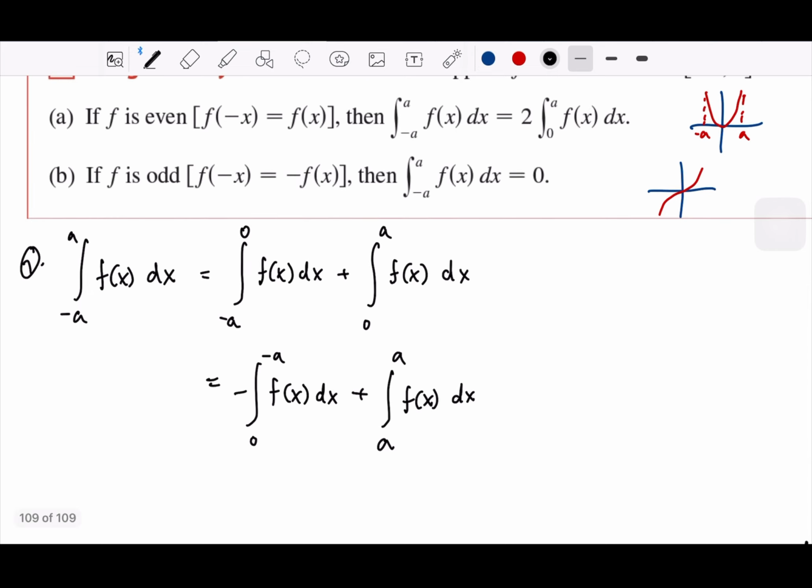And then let's say u is negative x. Let u be negative x. We are going to prove this part when we put the negative x. So let's substitute, taking u as negative x. So du is negative dx. And in this part here, when x is negative a, u is a.